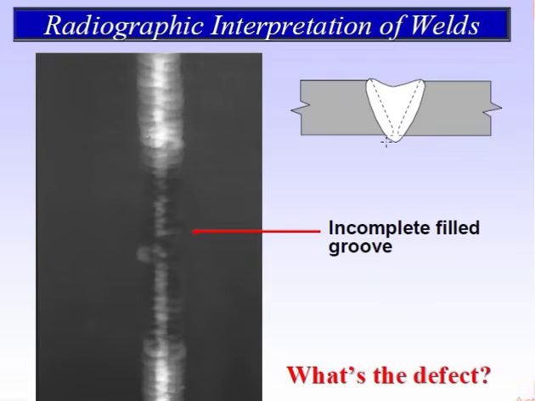You see the joint how it looks like. The root portion is okay, the face is already melted, but you see the cap portion, this is concave. This is incomplete filled groove, you can tell. Another fill of this type should be done at the capping position, but it is not done by the welder. So this is called incomplete filled groove. You can see the density is different. The black is on the two sides, here and here. So this is called incomplete filled groove.